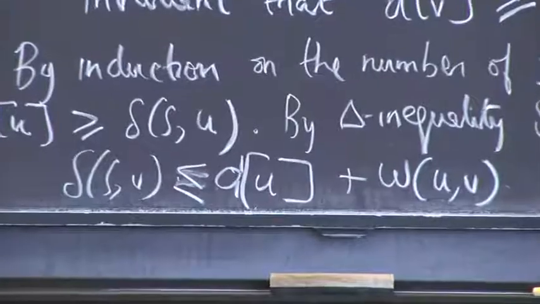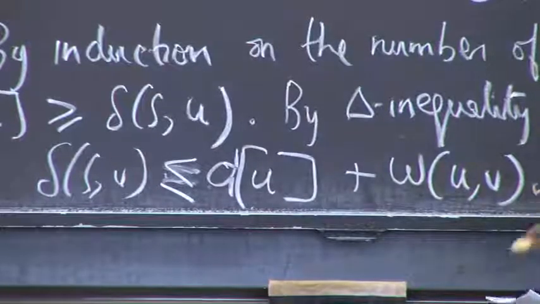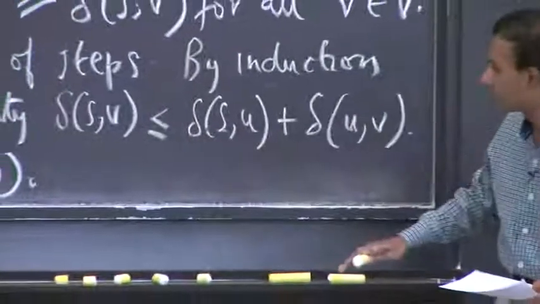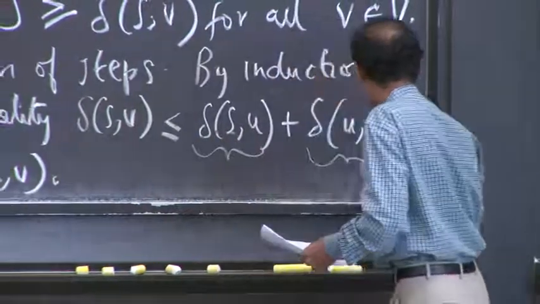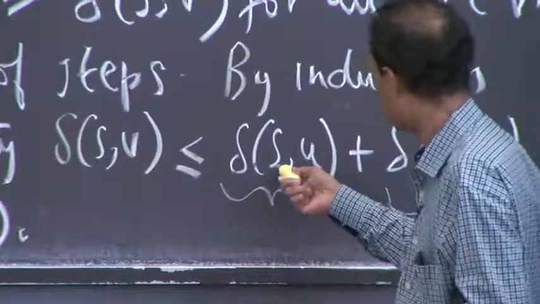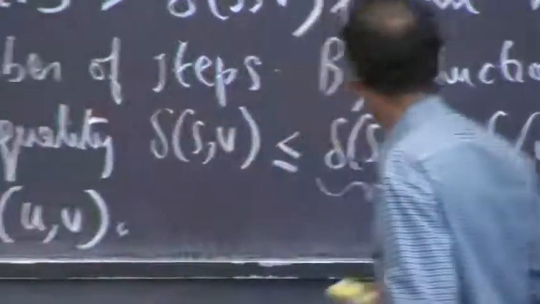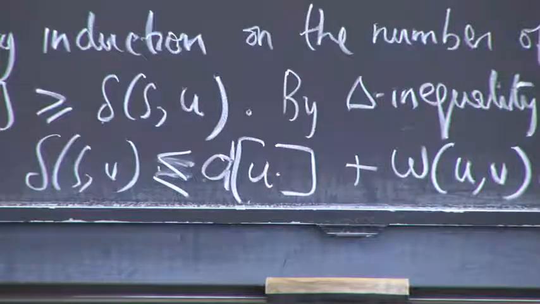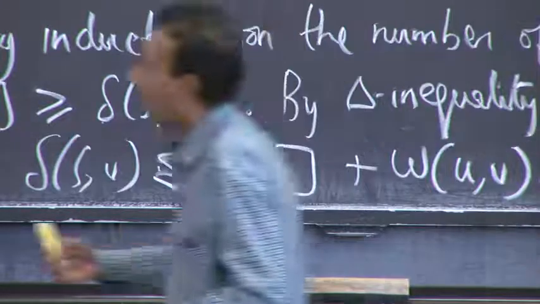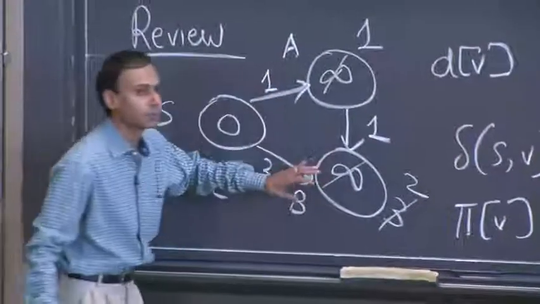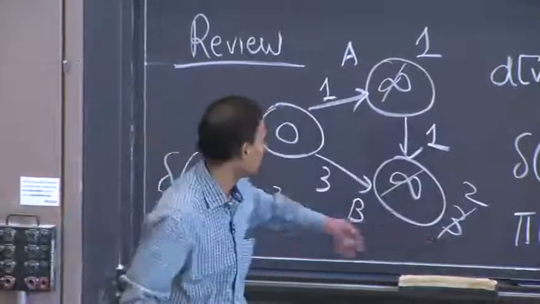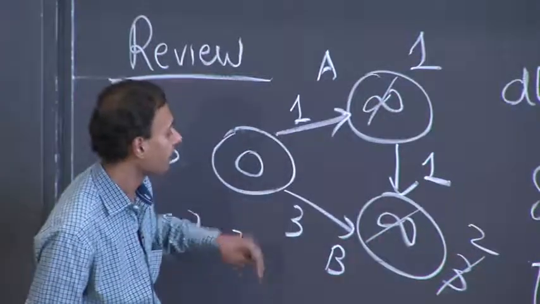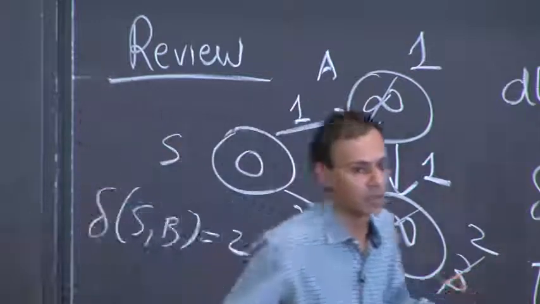That's the proof. Fairly straightforward. Once you apply the triangle inequality, you simply look at each of these terms, and by the induction hypothesis, you could put du here. And I just talked about the weights and so on. You know that WUV, which is a direct, single edge way of getting to a node, has to be greater than the shortest path. Like here, this 3 value is a direct way of getting from S to B, and in this case it's greater than the shortest path, which is of length 2. But it can never be smaller than the shortest path.